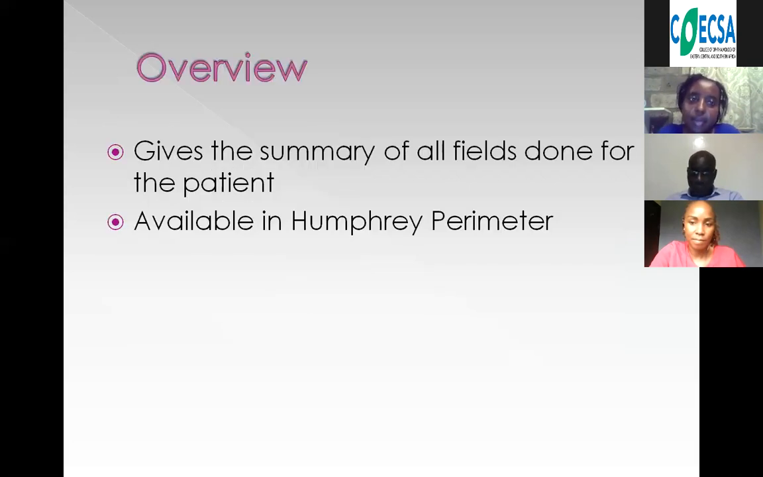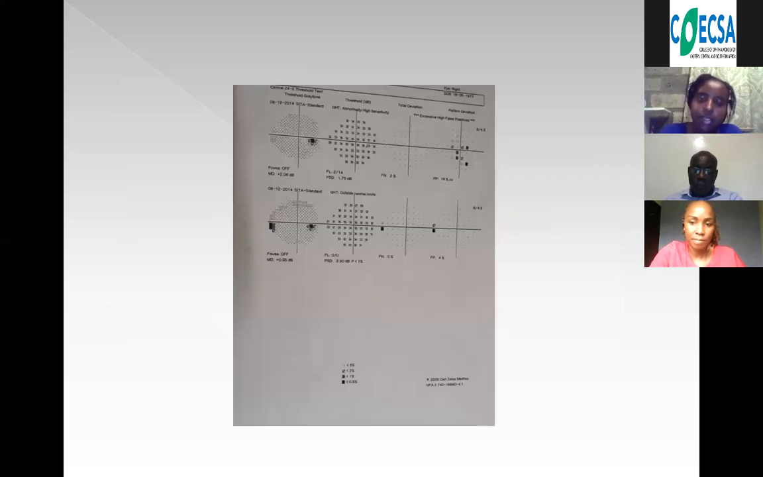So this is a printout, an overview that comes again from the Humphrey. It gives a summary of all the visual fields done for the patient. And at a glance, one can look at all the fields without really having to flip through very many pages. And this is how it looks.